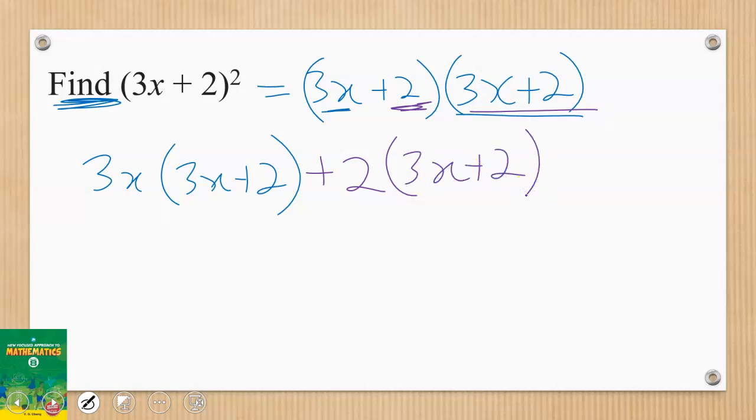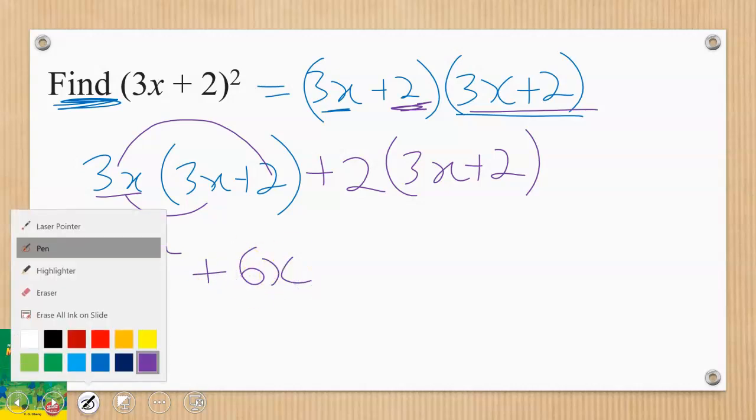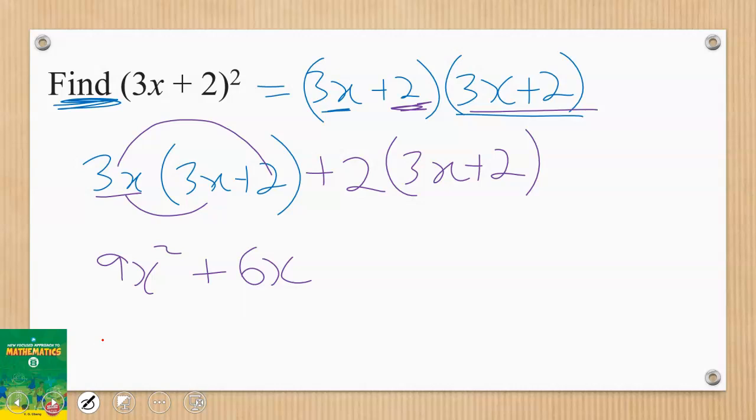Then we expand and simplify. So 3x will multiply this 3x to give us 9x squared. The same 3x will multiply this 2 to give us plus 6x. So we are done with that part, right? Then we have our plus here. Now this 2 will multiply 3x to give us 6x. And the same 2 will multiply this 2 to give us plus 4.